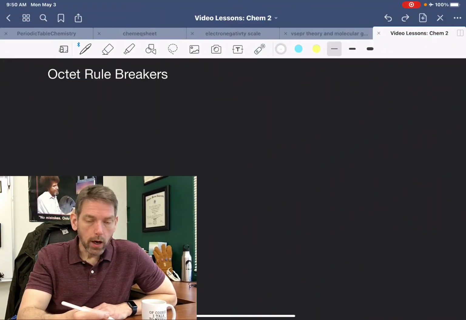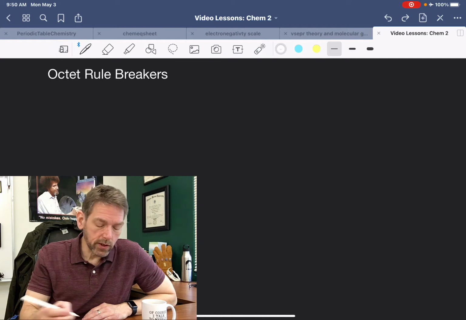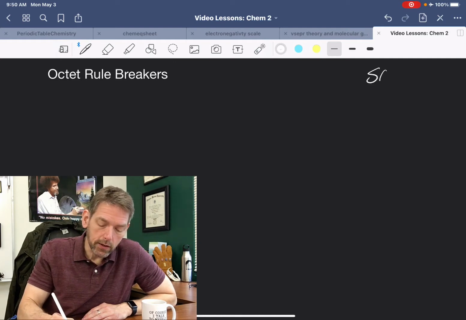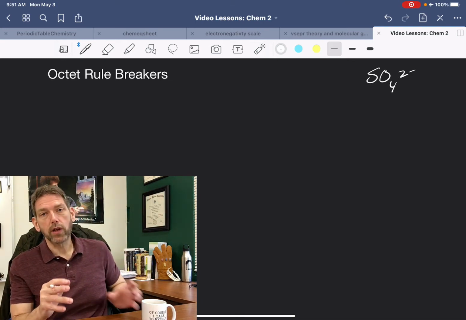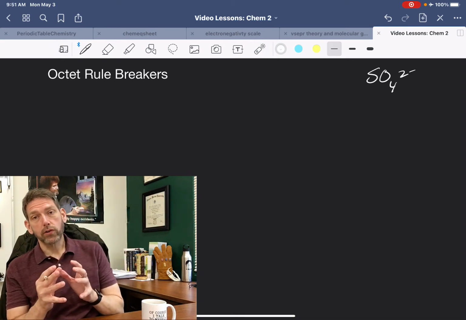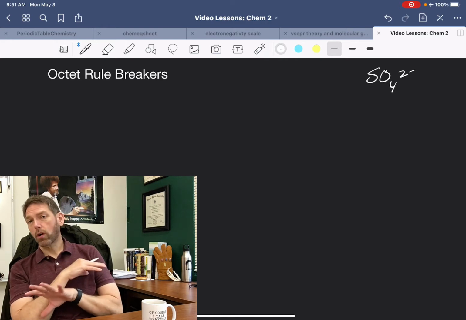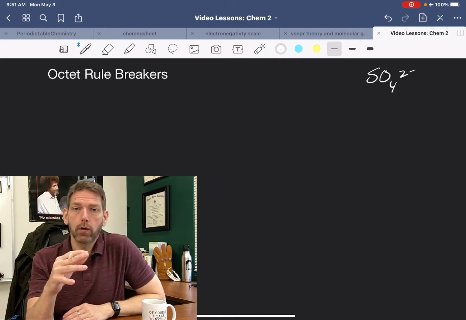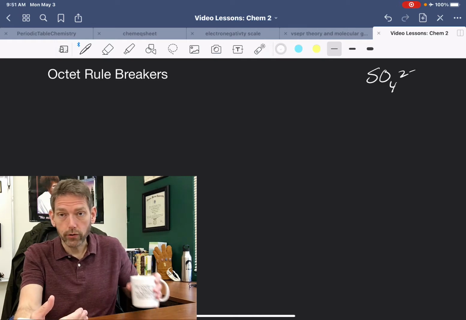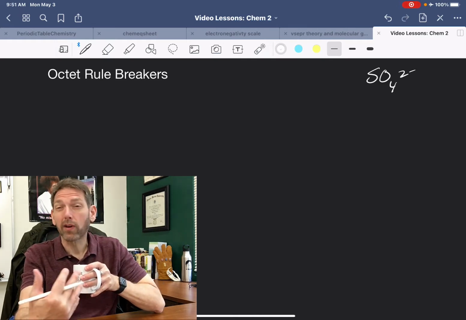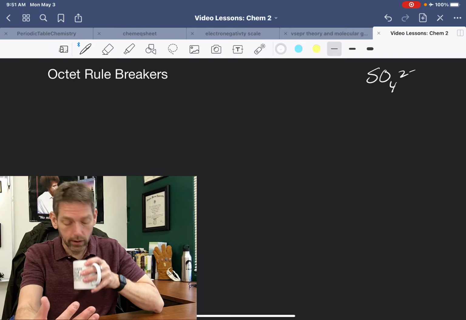So octet rule breaker. Let's look at something like a sulfate ion. When we're done with this, we should have 1 sulfur, 4 oxygens, and the formal charge on all of it should calculate out to be a -2 charge. It's a molecule that's still carrying a charge, which is why we call it an ion.